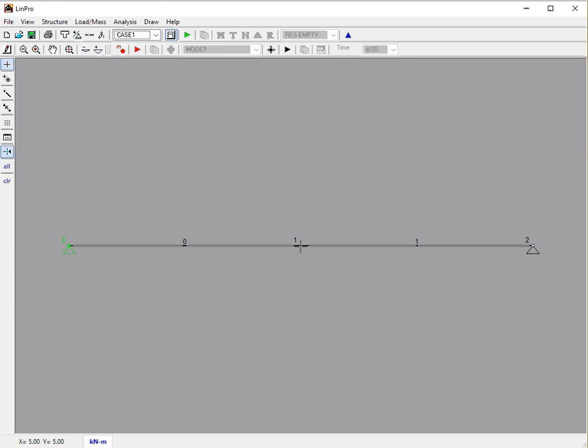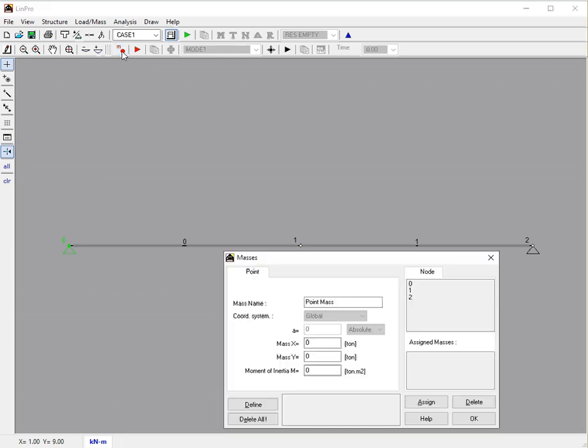Now we need to assign masses, define masses. These red buttons up here refer to defining masses and running the modal analysis. There's a more advanced form of dynamic analysis over here where you can apply dynamic loads varying with time, for instance, somebody walking across the bridge. But here I'm just doing the modal analysis, getting the natural modes of vibration of the structure. Okay, so the first step is to define masses.